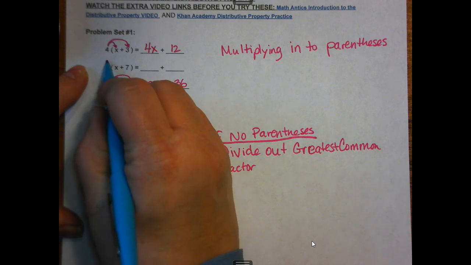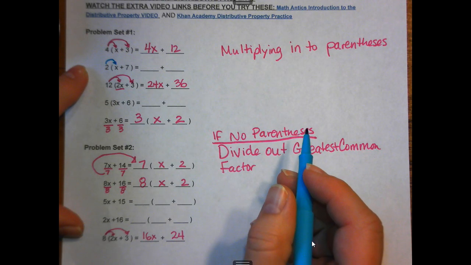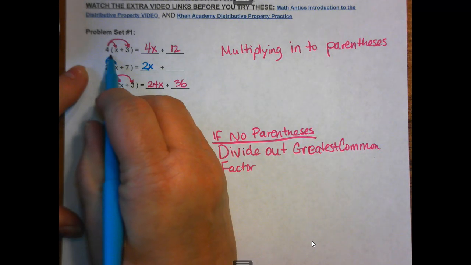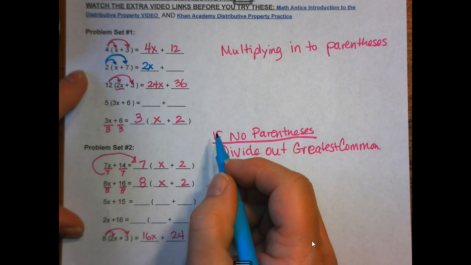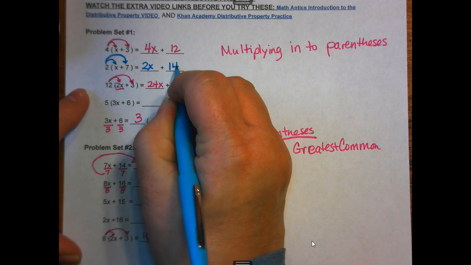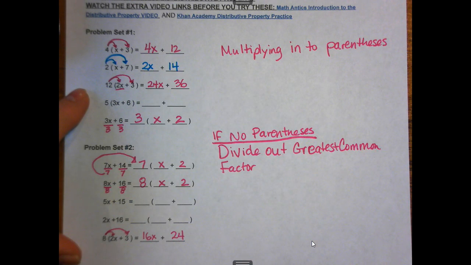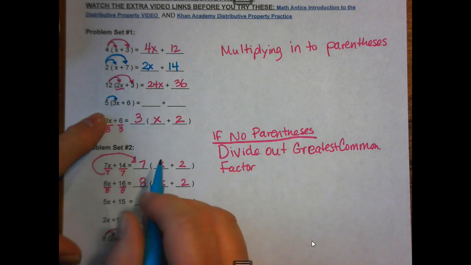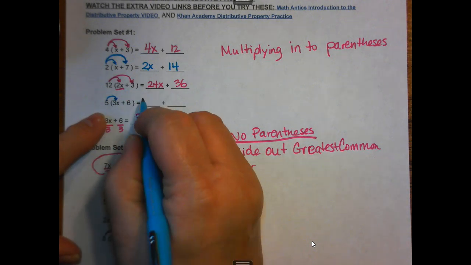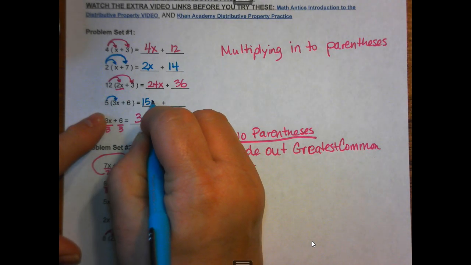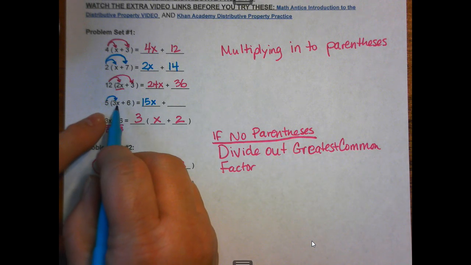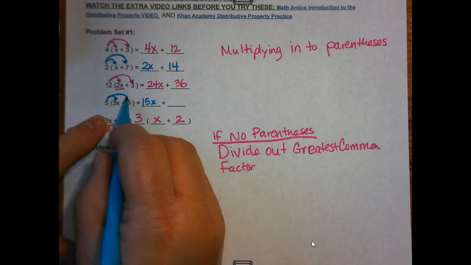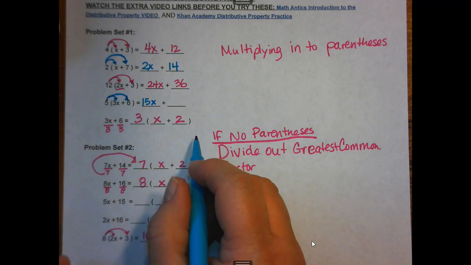So we multiply 2 times x and we get 2x. We multiply 2 to the 7. 2 times 7 is 14. In this case, we multiply the 5 to the 3x. 5 times 3 is 15x. And then I multiply 5 times 6. And 5 times 6 is 30.